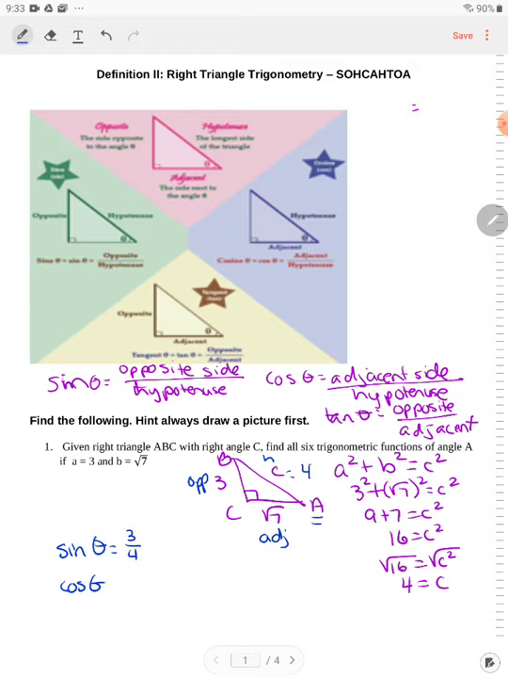Cosine of theta is A over H, adjacent, square root of 7 over the hypotenuse. And tangent of theta is equal to opposite over adjacent, 3 over root 7. Now remember your reciprocal identities, we can just flip our fractions. So the reciprocal of 3/4 is 4/3. That's cosecant of theta. Secant of theta is equal to 4 over root 7. And cotangent theta is equal to root 7 divided by 3.